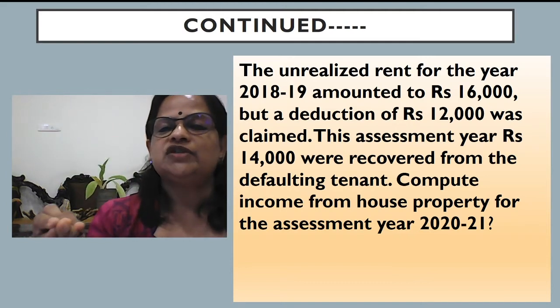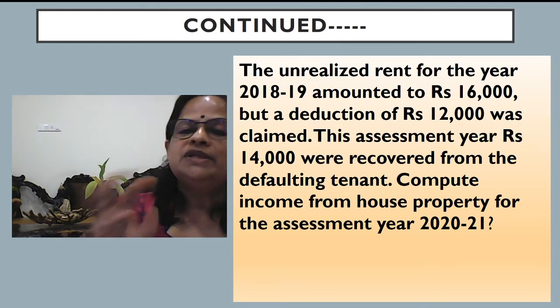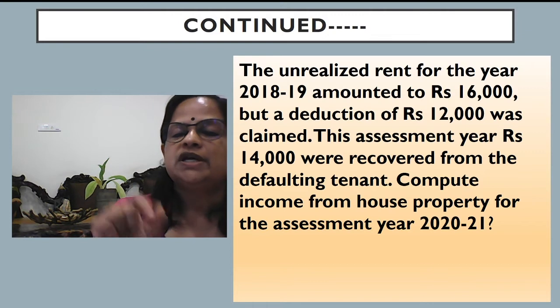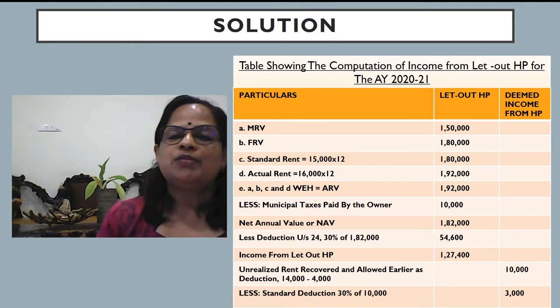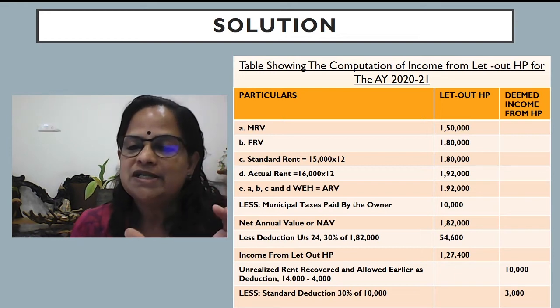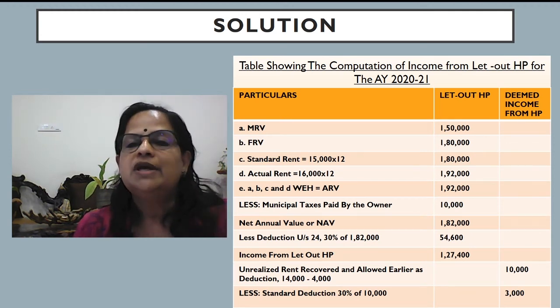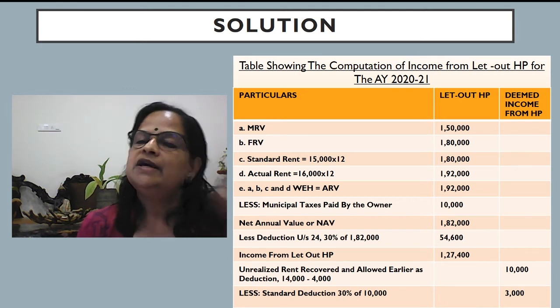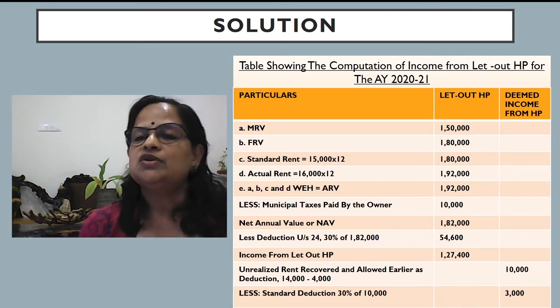In 18-19 he claimed 16,000, but a deduction of only 12,000 was allowed in that year. So 4,000 is there. Now this year he is getting 14,000. So 14,000 minus 4,000, 10,000 will be his extra income, deemed income from house property, that I will adjust in this solution. So two columns I have provided, one for the let out house property and one for the deemed income from house property. How you are getting 10,000 I have explained. 16,000 minus 12,000, 4,000 was not allowed. This year he has received 14,000. So 14,000 minus 4,000, whatever was not allowed. That is the 10,000 deemed income.